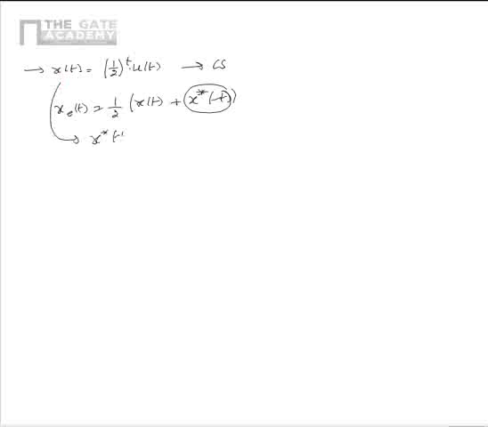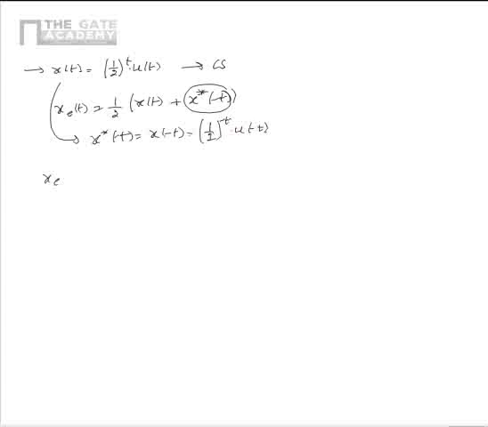Consider a signal x of t equal to 1 by 2 whole power t multiplied by u of t. We have to find the conjugate symmetric part of the signal x of t. We know that the conjugate symmetric part of the signal is given as half multiplied by x of t plus x star of minus t. From this, we need to find x star of minus t. As given, x of t is real, so x star of minus t is equal to x of minus t, which is equal to 1 by 2 whole power minus t u of minus t.